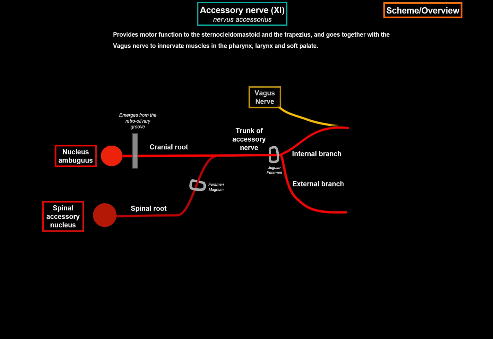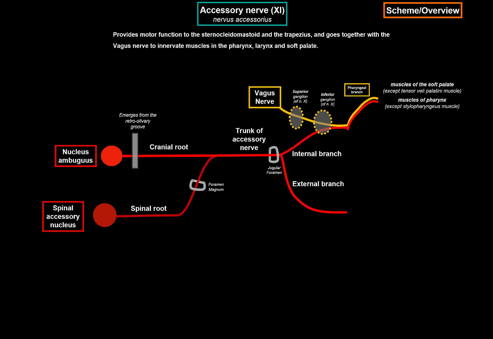Remember, the vagus nerve has the superior and the inferior ganglion of the vagus nerve. The accessory nerve is going to feed some motor fibers into the vagus nerve at the level of the inferior ganglion, and then go together with the pharyngeal branch to form the pharyngeal plexus and innervate the muscles of the soft palate, except the tensor veli palatini, and muscles of the pharynx, except the stylopharyngeus. And in some variations, the nerve might also go together with the recurrent laryngeal nerve to help innervate the intrinsic muscles of the larynx.